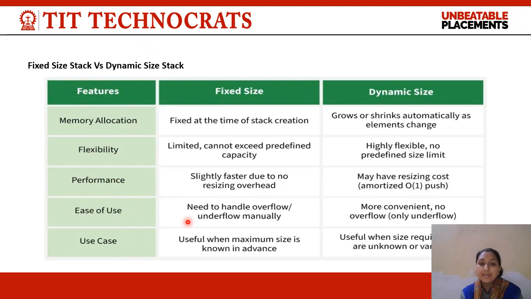In a fixed size stack, we need to handle overflow and underflow manually. But in a dynamic size stack, it is more convenient, with no overflow. The fixed size stack is useful when the maximum size is known in advance, but the dynamic size stack is useful when the required size is unknown, right?